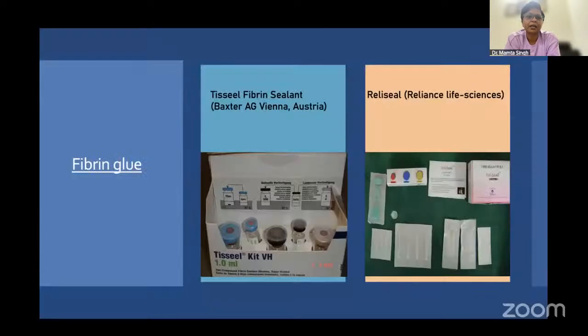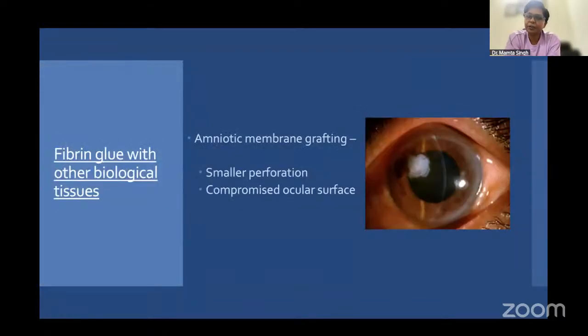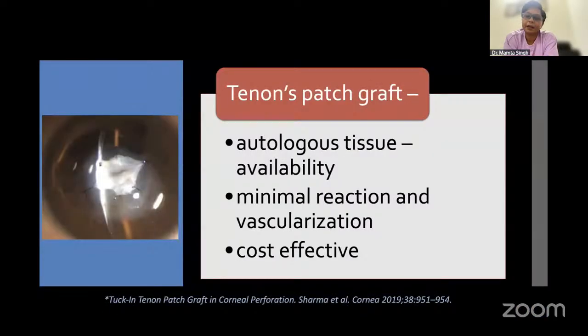Fibrin glue, mainly we have from 2 companies. If we talk about comparative analysis between these two, then for defects up to 2 mm, fibrin glue is as good as or as effective as cyanoacrylate glue, but between 2 to 3 mm, if I have to choose, I will go for cyanoacrylate glue. But the advantage with fibrin glue is that it can be used along with any other biological tissue like an amniotic membrane graft. It can be used for smaller perforations like 2 mm, 1.5 mm, and when the ocular surface is compromised, like in cases of severe dry eye or rheumatoid arthritis patients, when we want to use the nutrient property of amniotic membrane. Along with Tenon's patch graft, it is always better to put sutures also in these cases.